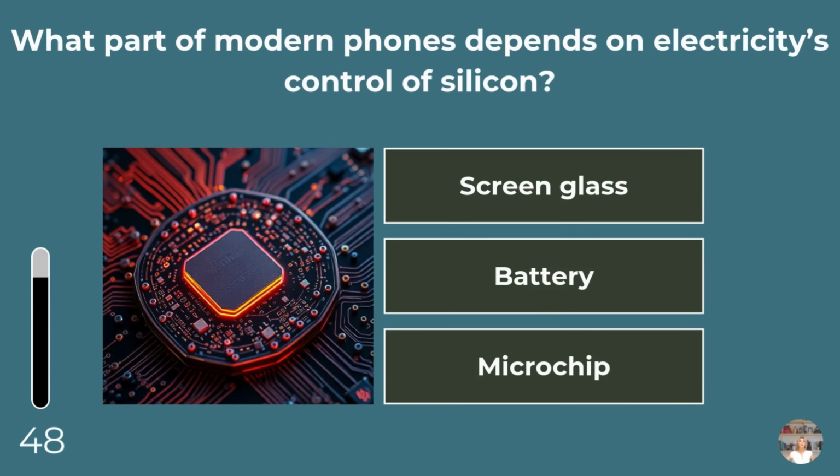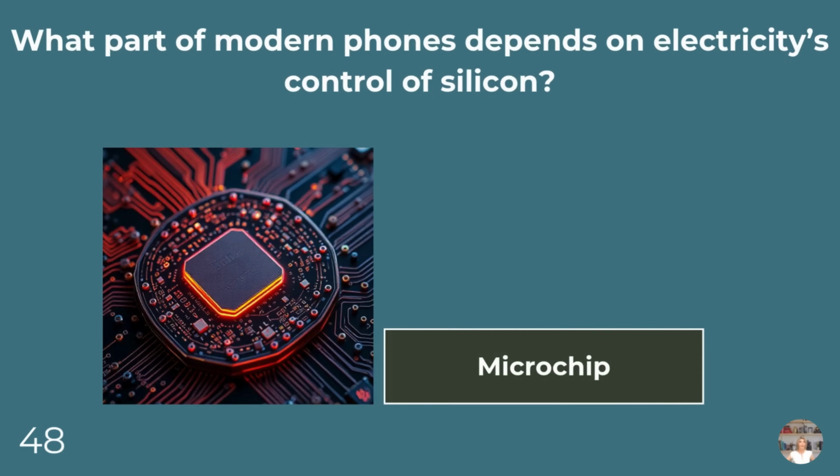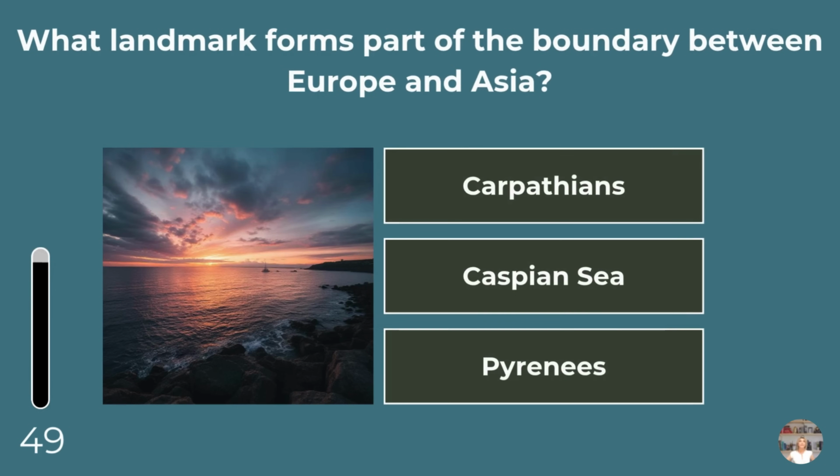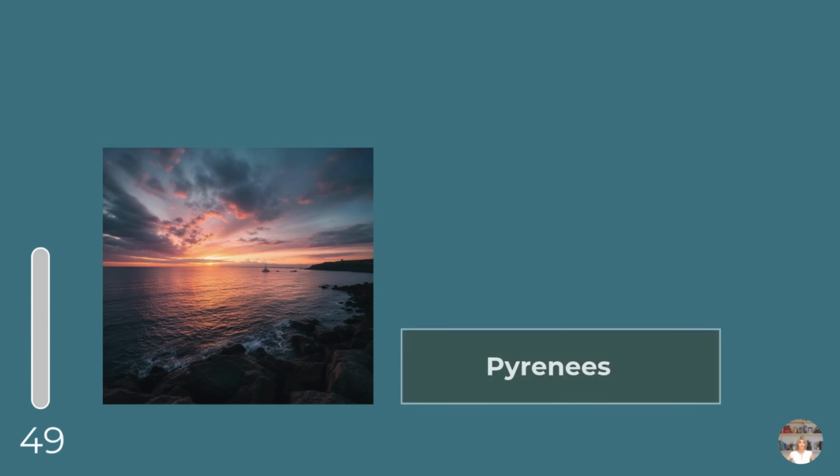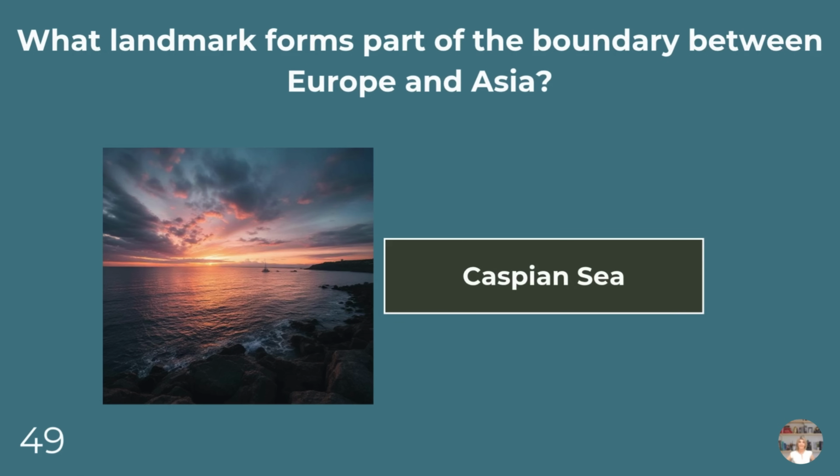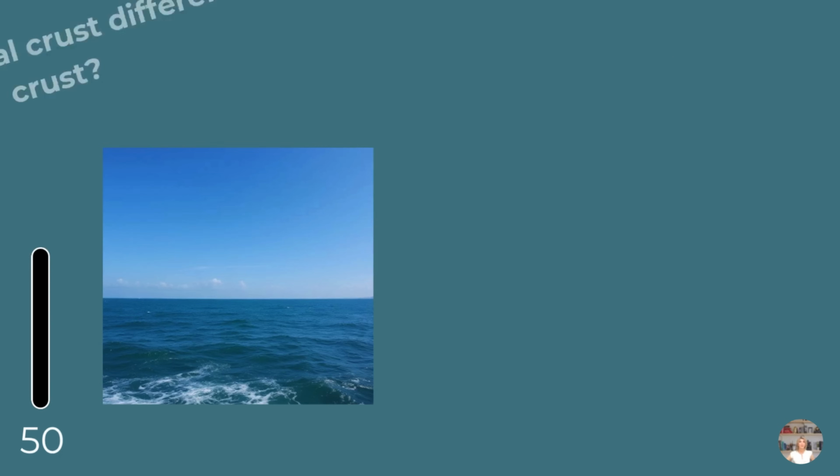What part of modern phones depends on electricity's control of silicon? Green glass, battery, or microchip? Microchip. What landmark forms part of the boundary between Europe and Asia? Carpathians, Caspian Sea, or the Pyrenees? The Caspian Sea. We are at question 50.